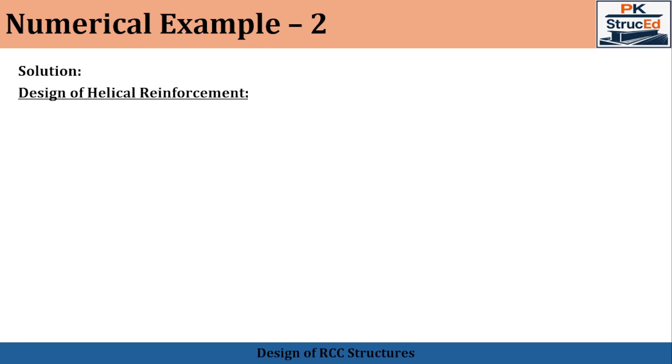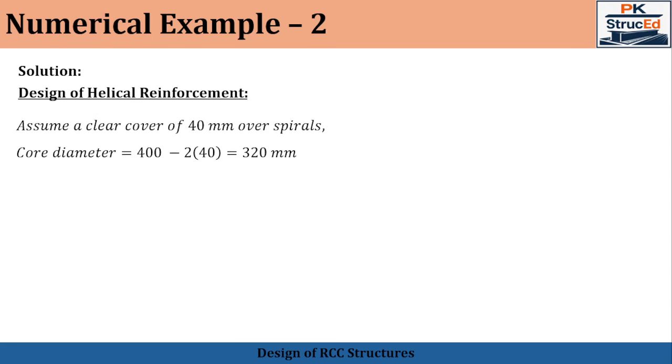Now moving on with the design of helical reinforcement. Unlike the previous case, where the lateral ties were not designed directly and the diameter and the spacing were computed based on the codal provision, going on with the helical reinforcement, we need to design this based on some conditions. So assuming a clear cover of 40 mm over these spirals, the core diameter will be calculated. That is, we have a circular column in which we are providing the reinforcement, the main reinforcement as well as the spiral. Here we are providing the clear cover of 40 on either side. So the core is nothing but from inner to inner.